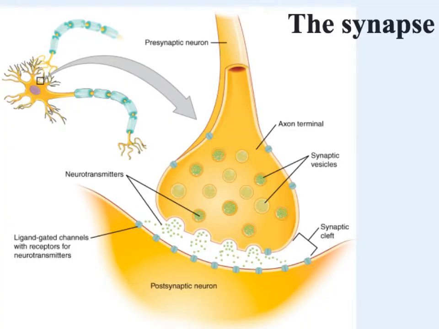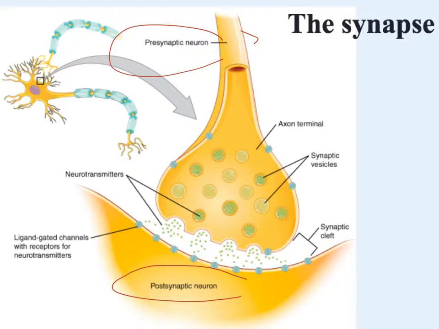So this is called the synapse. The synapse is where the actual signal is being transferred either to the next nerve or a muscle or an organ. So when we look at this, we have what's called the presynaptic neuron and the postsynaptic neuron. So here's the pre, and this is the post.